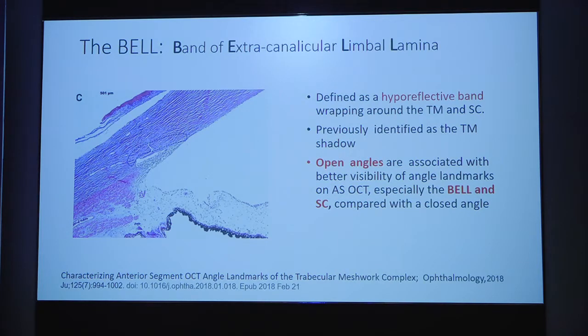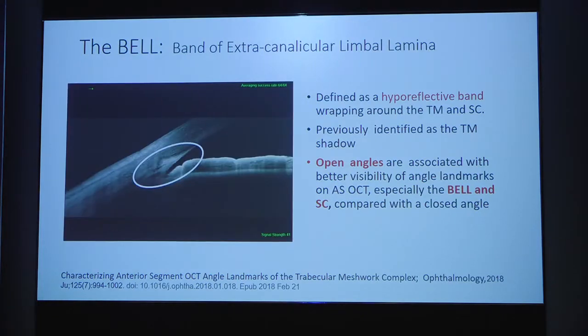This is defined as a hyporeflective band wrapping around the trabecular meshwork and the Schlemm's canal, and it was previously identified as TM shadow. The importance of this is that in open angles it has better visibility of these landmarks, including Bell and the Schlemm's canal, compared with the closed angle. So this is the hyperreflective area which we are seeing behind the trabecular meshwork.